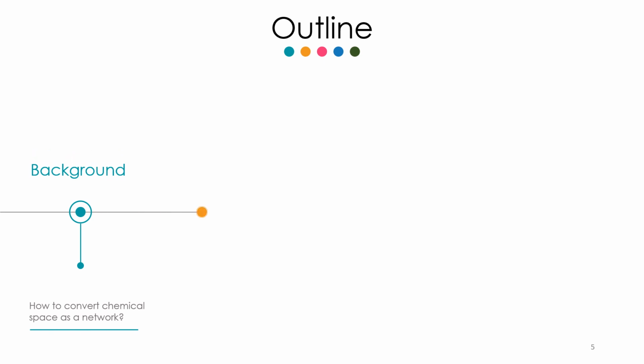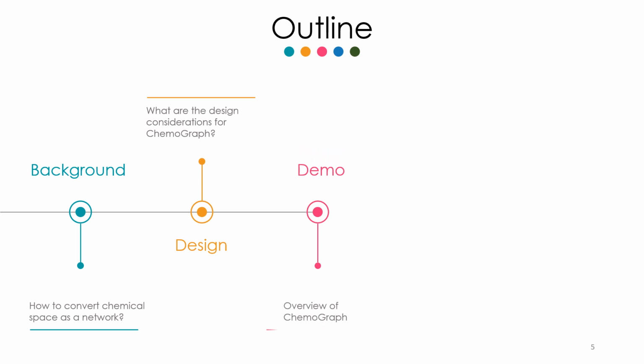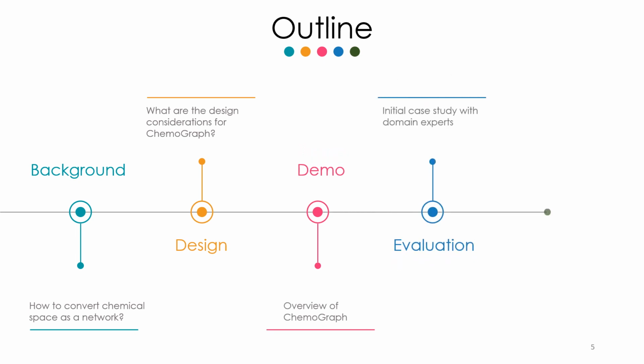For the rest of my talk, I'll continue with a brief background and explain a few important terms and how we created a network out of chemical space, followed by the design considerations and a short demo of ChemoGraph. Then I'll discuss the initial case study we conducted with domain experts. And finally, I'll conclude my talk with comments on limitations and future work.